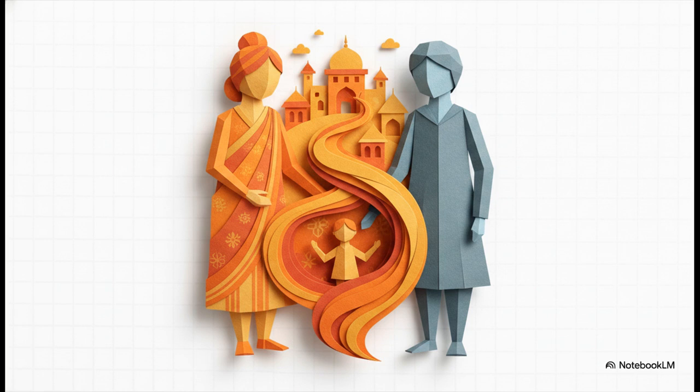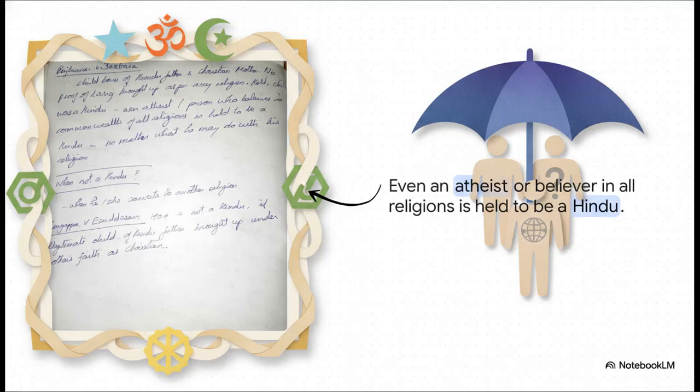But if only one parent belongs to these faiths, the determining factor completely shifts from pure birth to upbringing. The law explicitly states the child falls under Hindu law if they are brought up as a member of the tribe, community, group, or family to which the Hindu parent belongs. Let's look at a wild, real-world application of this in the case of Rajkumar versus Barbara.